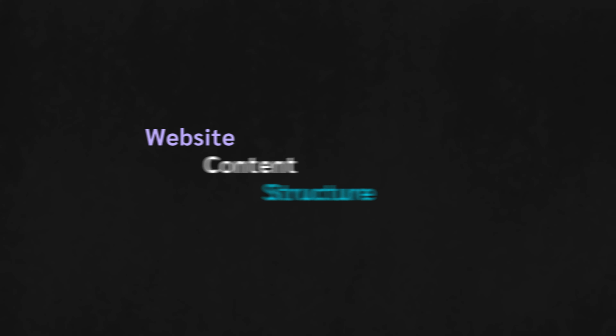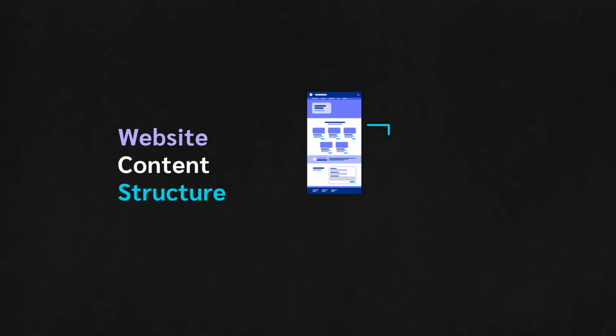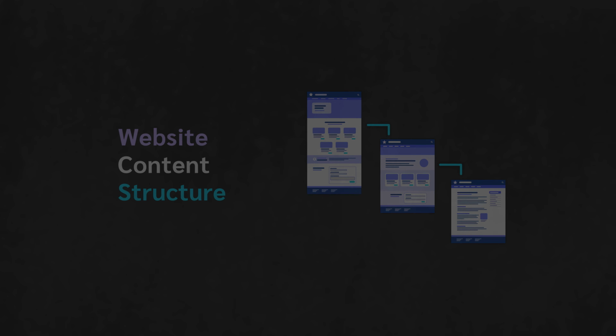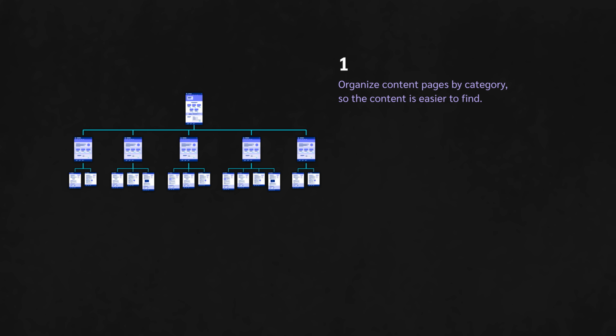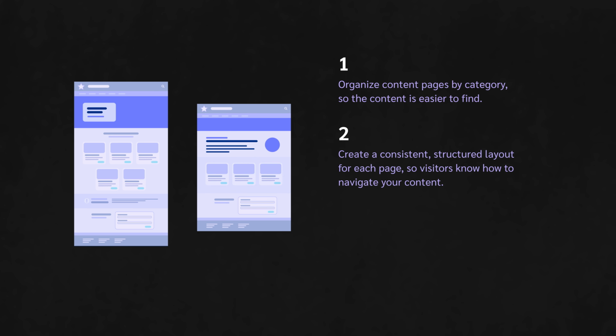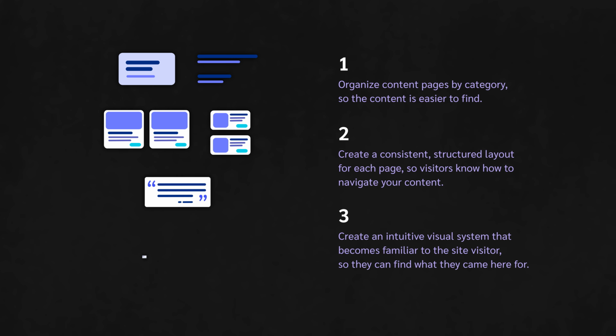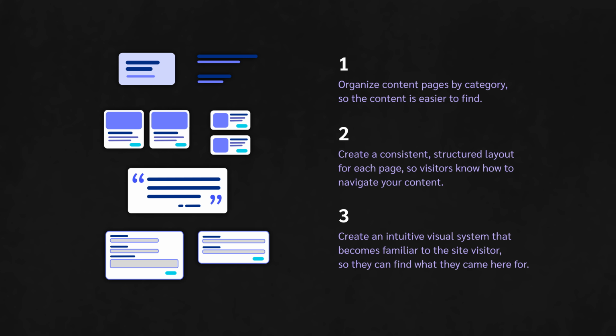I would like to introduce a technique for structuring your website content for improved user experience. Using a technique like this one can also make your website easier to maintain for developers and content authors. This method is designed to organize content pages by category so the content is easier to find, create a consistent, structured layout for each page so visitors know how to navigate your content, and create an intuitive visual system that becomes familiar to the site visitor so they can find what they came here for.